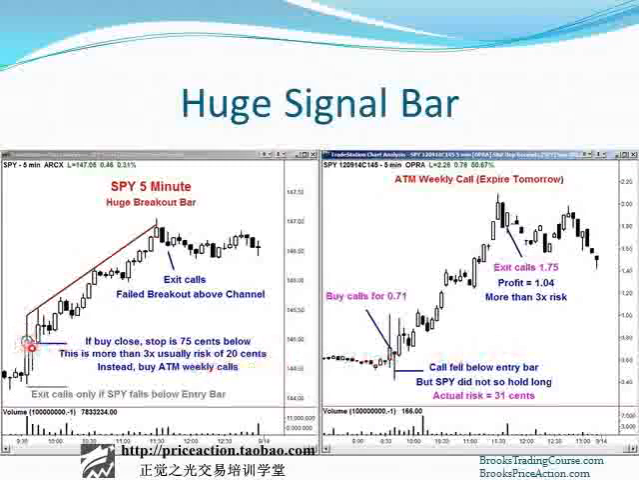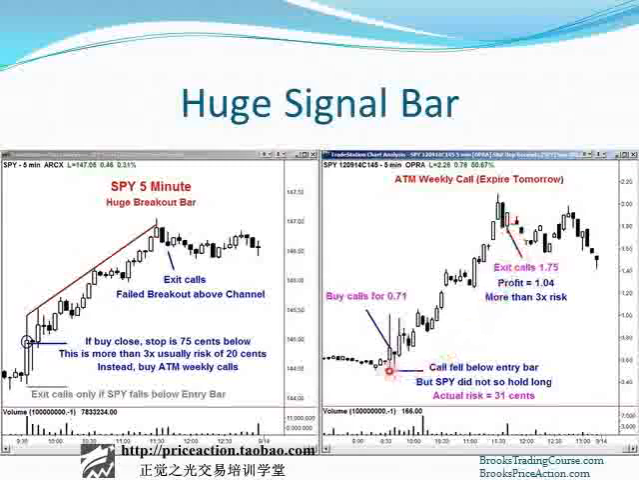So if you bought a call when the spider is here and you held through the 3 pushes up, the 2-bar reversal, you exited over here. So you bought the call when the spider does this. You exit the call when the spider does this. Here's the chart of the call. So you bought the call here and you exit here, right? So you bought the call here at 71 cents and you exit here for $1.75. So you made 74 cents on the trade.